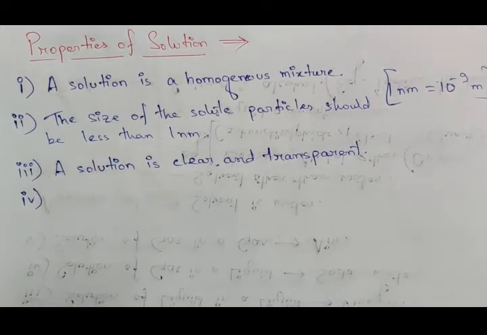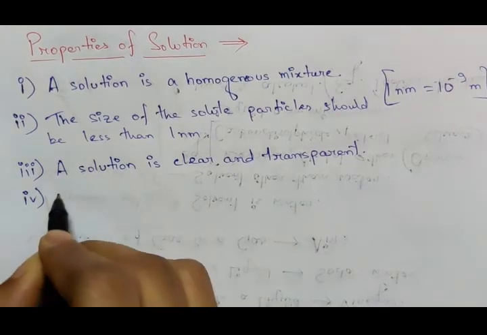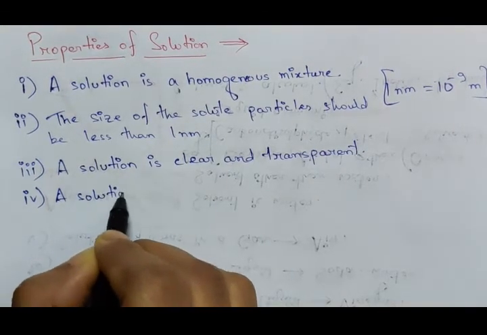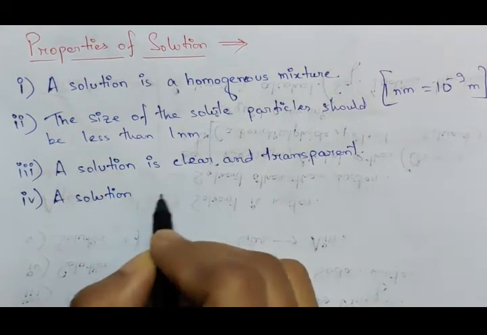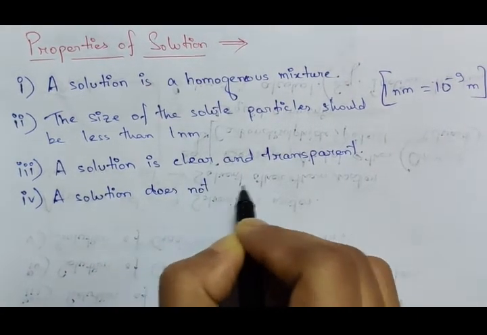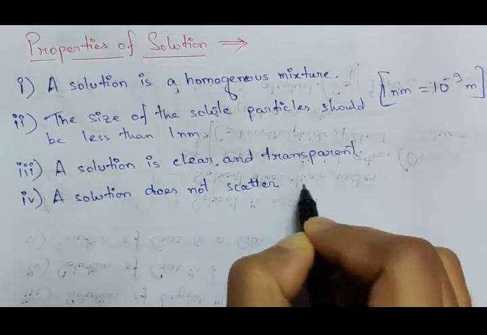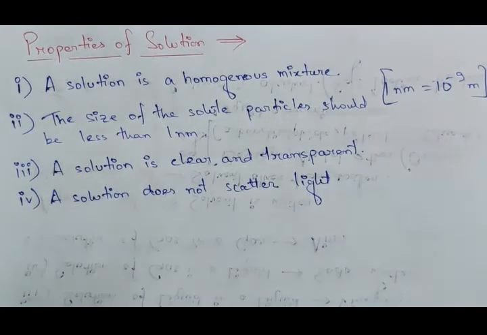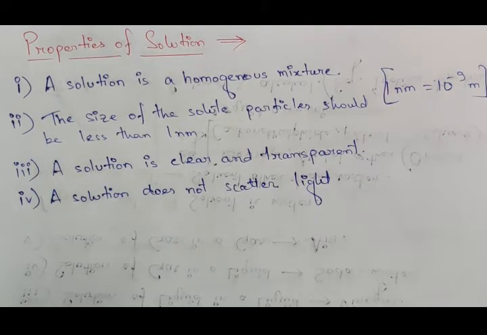Next characteristic property is it does not scatter light. That means a solution, mainly we are talking about the true solutions, does not scatter light. So why is this so? This can be explained on the basis of the size of the solute particles. As the particles are very small, it does not scatter the light. For the scattering of light we need huge particles. Okay, as the particles are very small, they do not scatter the light.